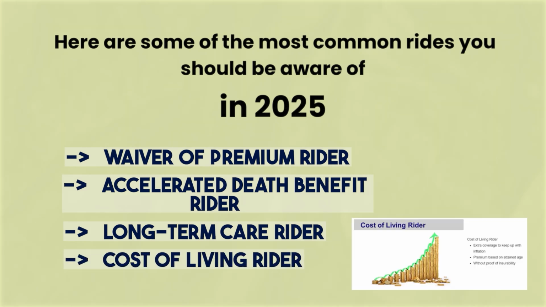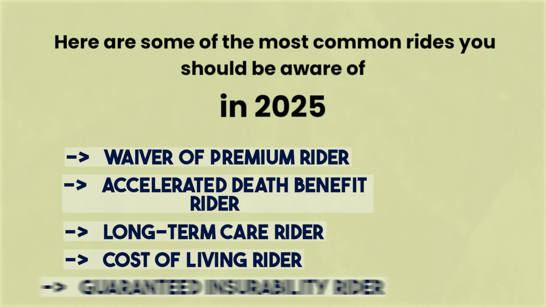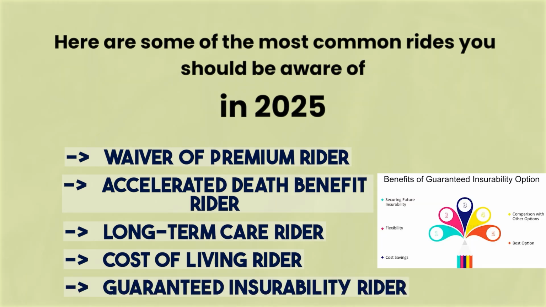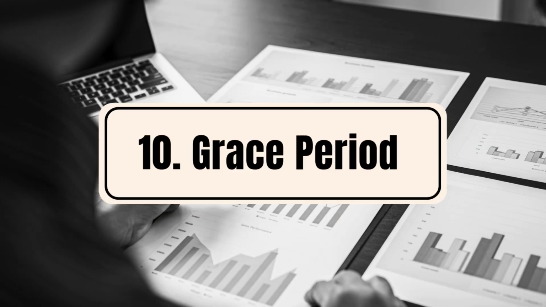Cost of living rider. This rider gradually increases your death benefits to account for inflation. And lastly, guaranteed insurability rider. This rider allows the policy owner to increase the death benefit at a later date without having to go through underwriting again. 10. Grace period.